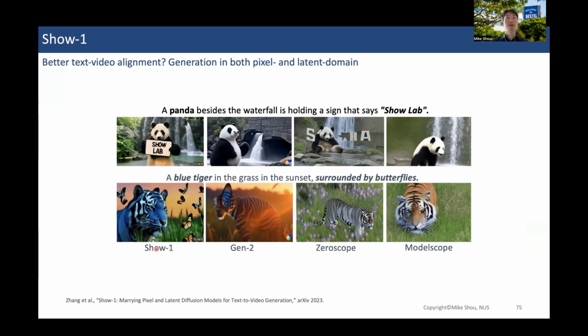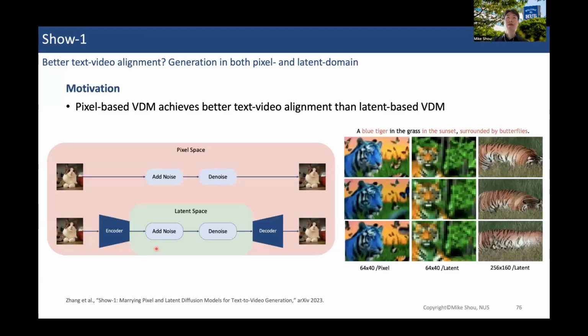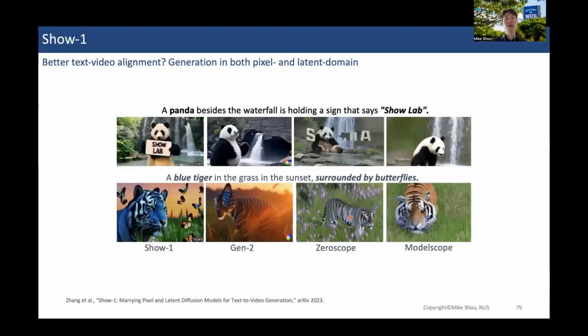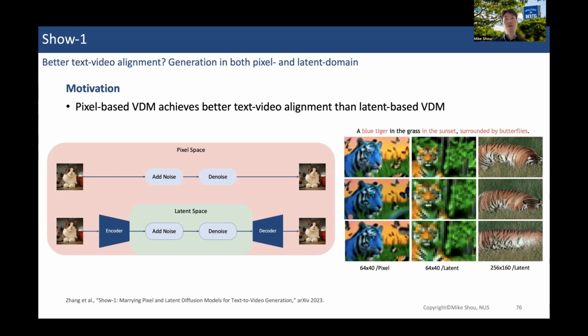It has much better text to video alignment. The idea is that we looked into the reason why models like ZeroScope cannot generate content that precisely aligns with the text, but some models like Imagen Video can indeed generate pretty precise content. The difference there is about the diffusion models, whether they are in the pixel space or in the latent space.